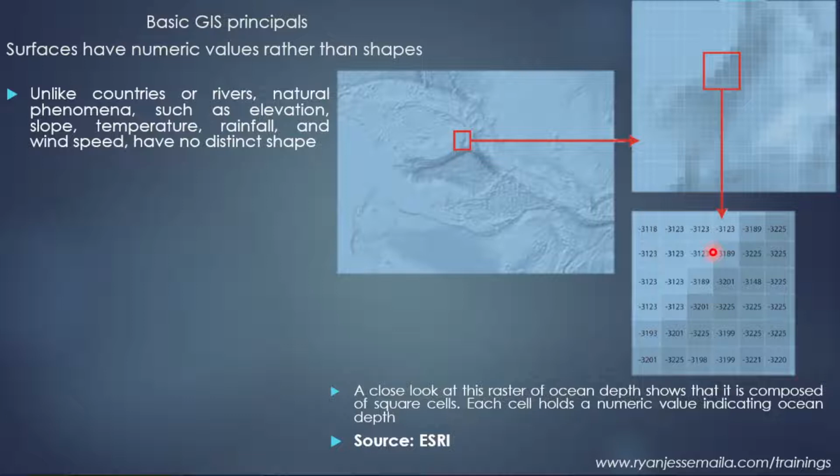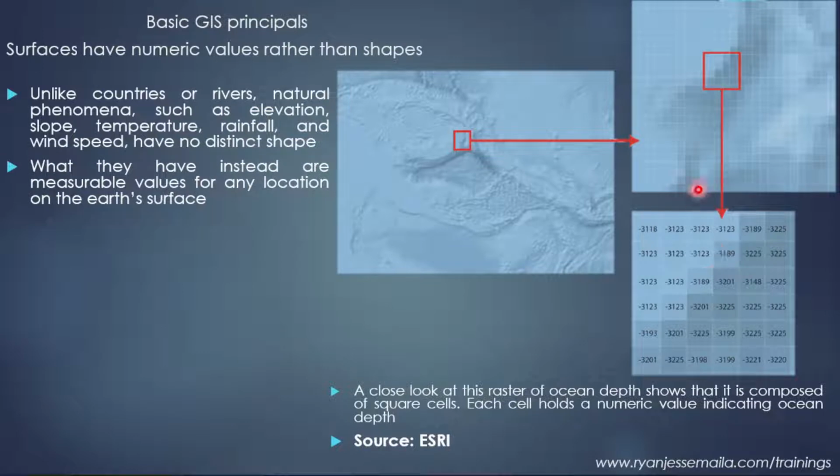Unlike countries or rivers, natural phenomena such as elevation, slope, temperature, rainfall, and wind speed have no distinct shape. So these things don't have shape. Temperature doesn't have shape. Rainfall doesn't have shape. Wind speed doesn't have shape. So how can you represent it on a map? Instead of using vectors, which align polygons that need a shape, you could use raster data to represent these types of phenomena. And this is what makes GIS extremely powerful and relevant in quite a number of fields.